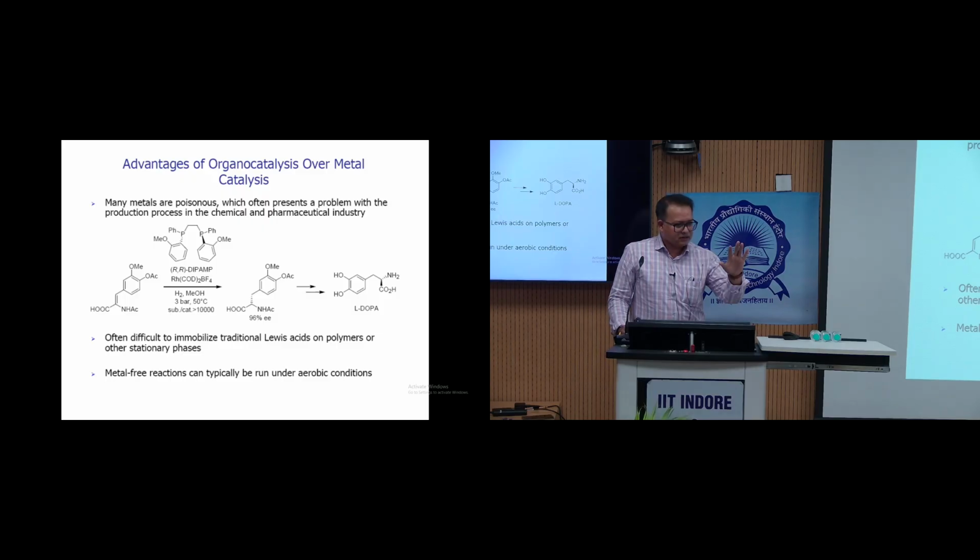For example, all such transformations where we use Lewis acids like aluminum chloride, ytterbium triflates, stannic chlorides, all these suffer from many side reactions, which we don't want. Metal-free reactions can typically run under aerobic conditions.